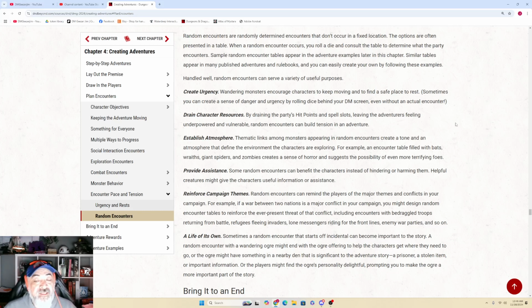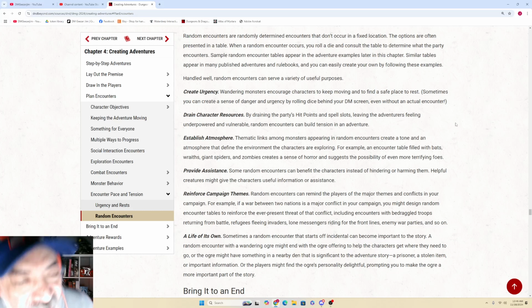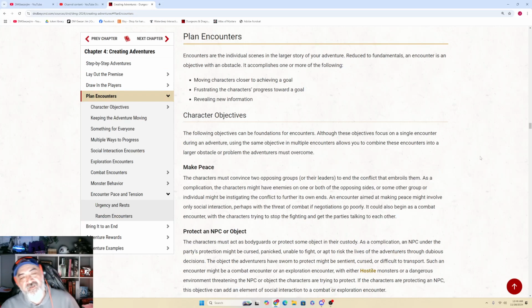Or the players might find the ogre's personality delightful, prompting you to make the ogre a more important part of the story. So that's the end of this lengthy section called Plan Encounters. Let me get into a little bit of commentary here. Where to start? This is one of those sections that I should have commented on while we were going through it, but it would have taken forever to finish, and I'm trying to do an audiobook first and commentary second.